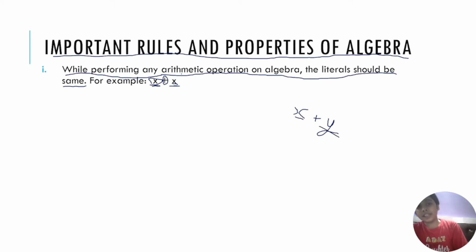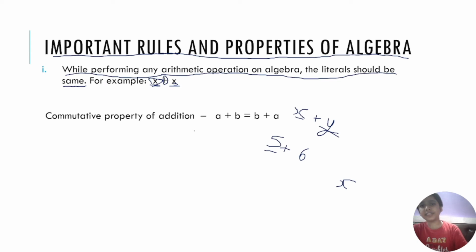But instead of literals, if I write numerals, as you all must know, in numerals they can be different. Suppose we are writing numbers, it can be 5, 6, 11, they can be different. But when we are doing algebra, the literals should be same. So x and x can be added, x and y can't be added.